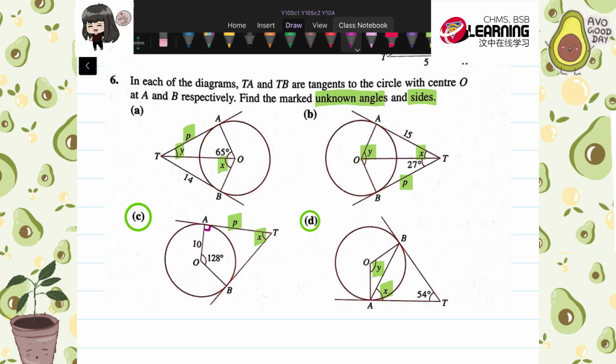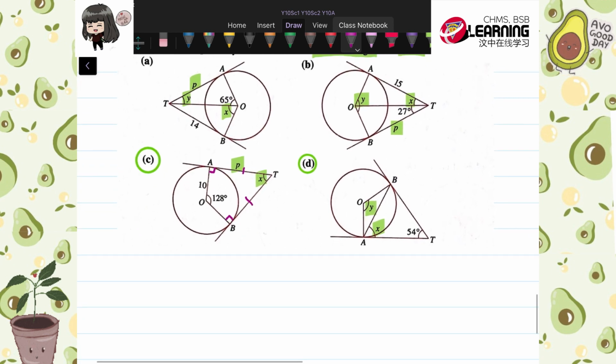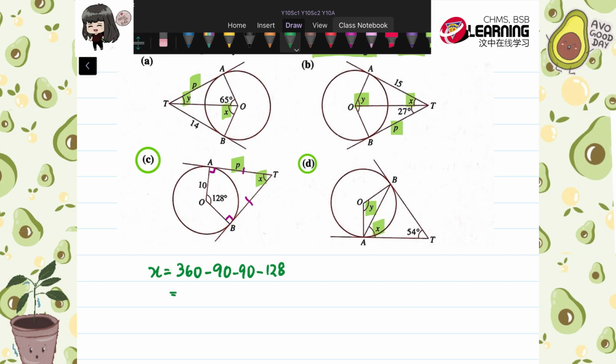This is 90 degrees according to Theorem 3. And then this length and this length are the same, according to Theorem 4. So I find my angle x first. Angle x is easier to find. Angle x is 360 minus 90, 90 and 128. Or you can use 180 minus 128 also can. I will write down the long one, it's okay. But if you understand the 180 minus 128, you just use that method. So the answer is 52 degrees. So my x is 52.